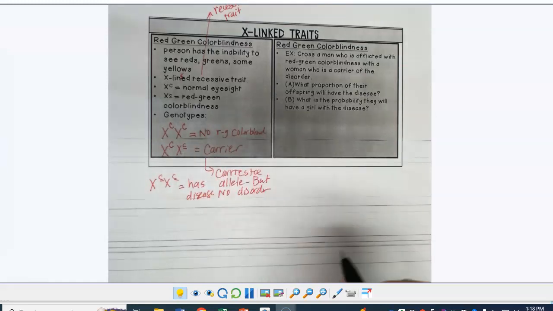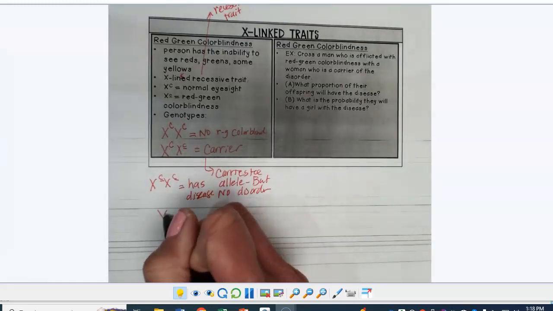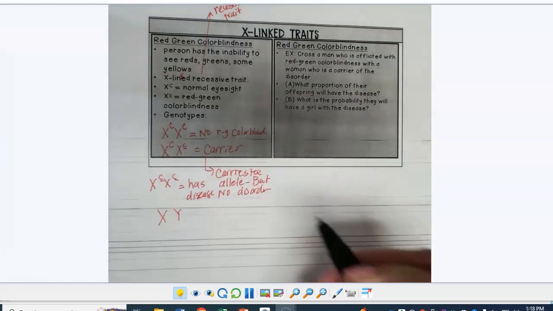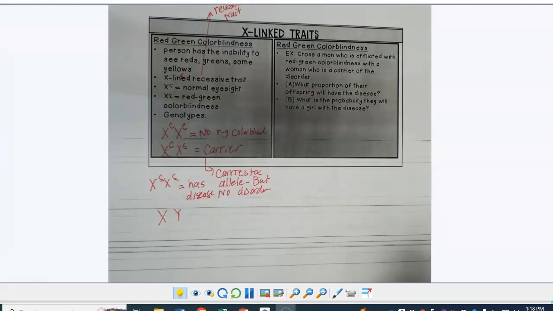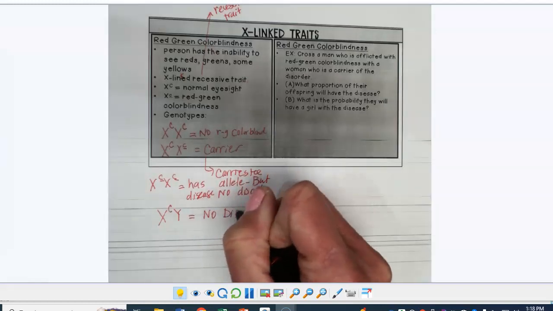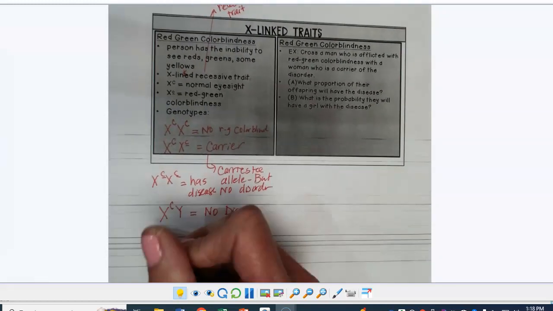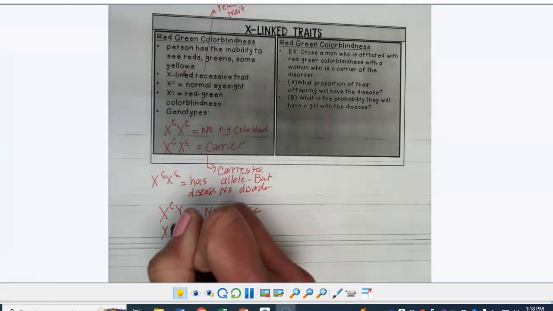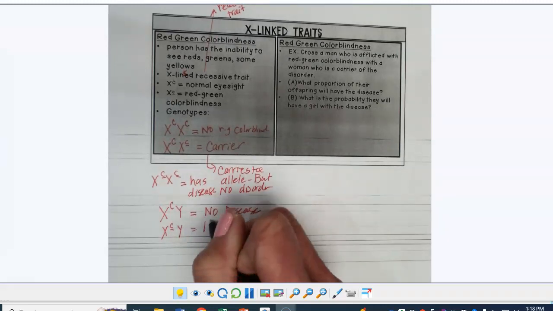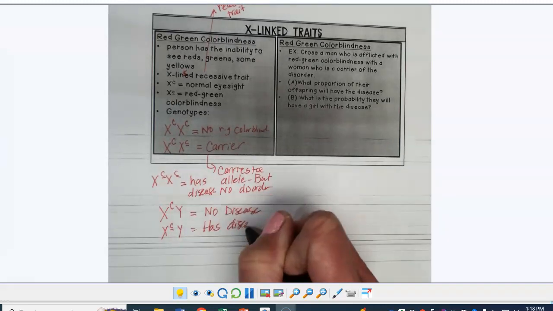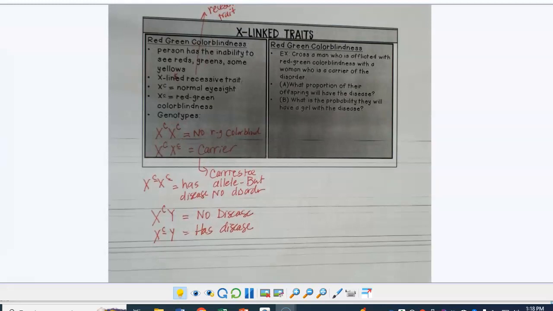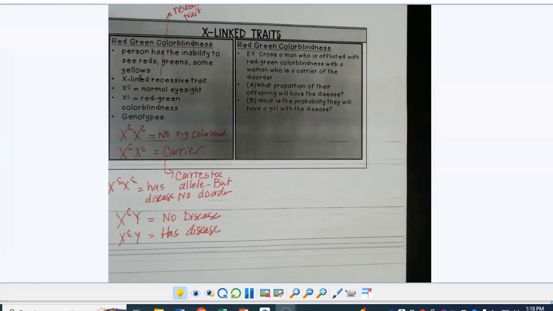And let's look at the guy's genotypes. Again, a guy cannot be a carrier of an X-linked trait. The guy could have a capital C, and he will have no disease. That's easier than writing red-green color blindness. And you could have a guy that has the recessive allele, and he has the disease. So our letters are different, but our combinations are similar to hemophilia.